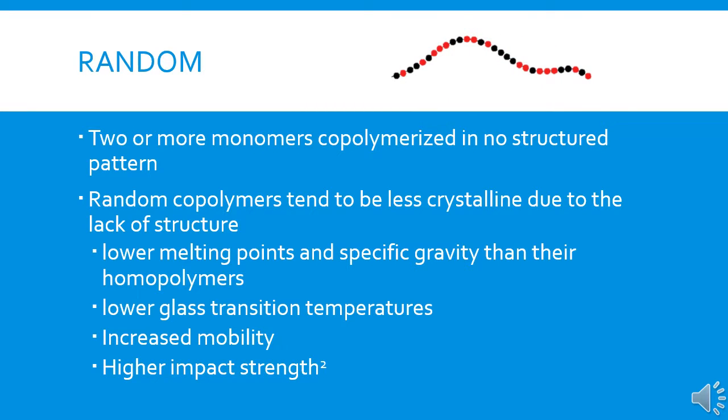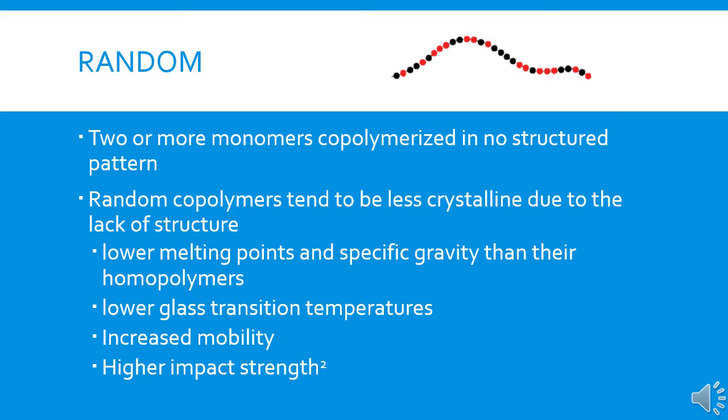Let's start with random copolymers. These copolymers consist of two or more monomers in a chain with no kind of structure or pattern. The name random is very fitting. As you can see in the top right-hand corner, there is no pattern in the red and black dots on the chain. This is a perfect example.